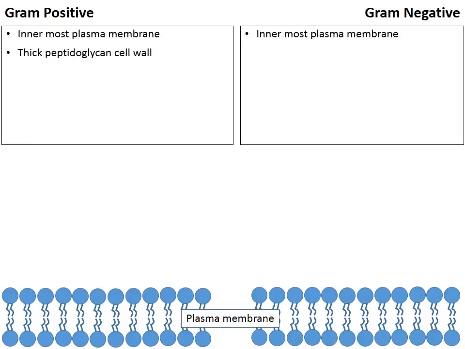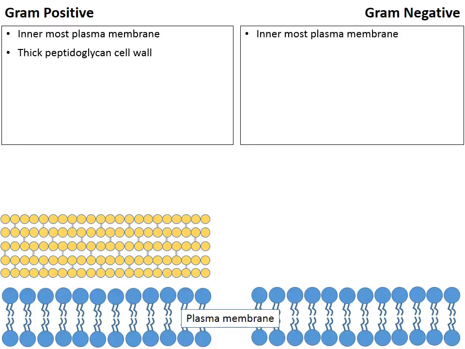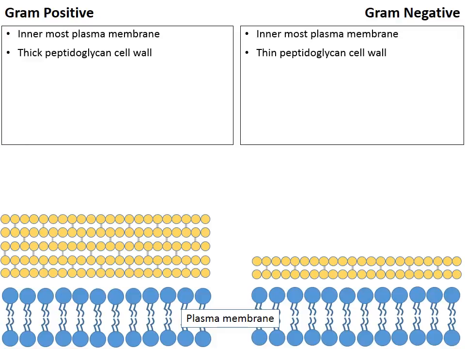Now, the gram-positive bacteria have a thick cell wall made up of peptidoglycan. And so there it is, about 5 layers thick in my animation. The gram-negative bacteria also have a cell wall, it's just thinner. So there it is, only 2 layers thick in my animation. Now again, these are both the cell wall of the bacteria cells.